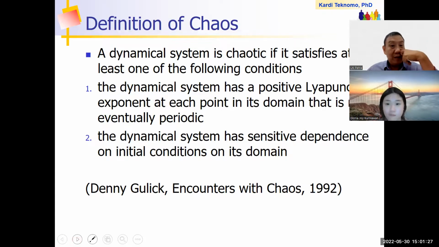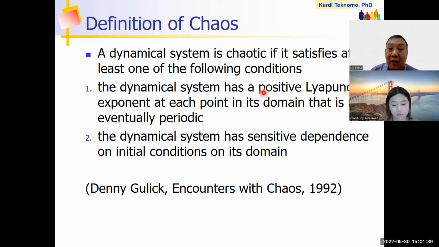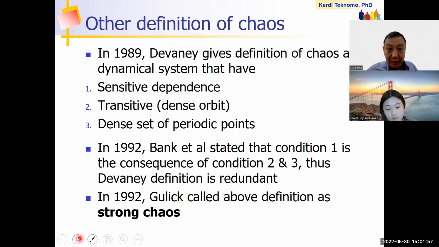So here you will see the definition of chaos. This is probably the last one. A dynamical system is chaotic if it satisfies at least one of the following conditions. One, the dynamical system has a positive Lyapunov exponent at its point that is not eventually periodic, or two, the dynamical system has sensitive dependence on initial conditions. So that is the definition of chaos. With that, this just makes it stronger.